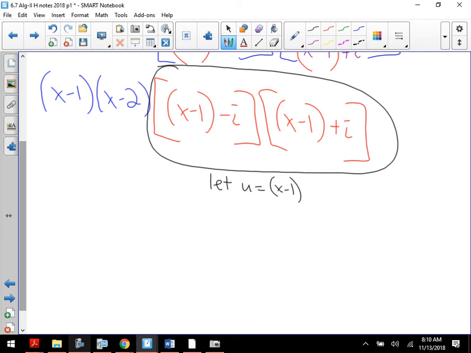It becomes less brainy, or less hard on the brain. So if I let u equal x minus 1, anywhere I see that x minus 1, what am I going to put? u. So I get u minus i and u plus i.